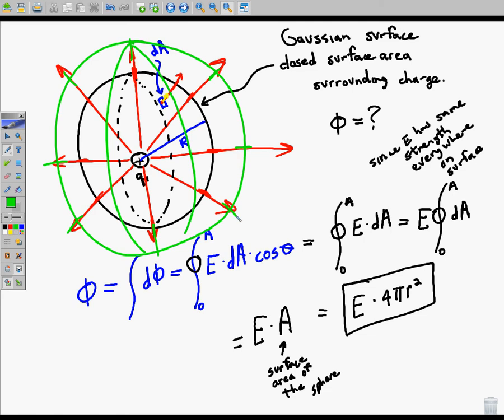And what Gauss realized is the amount of flux going through a closed surface depends on one thing: the source of the field, which is Q1, the charge inside. And that's what Gauss's law basically ends up saying. Look, if you take any closed surface, the amount of flux going through that surface depends on one thing. How much charge is on the inside?